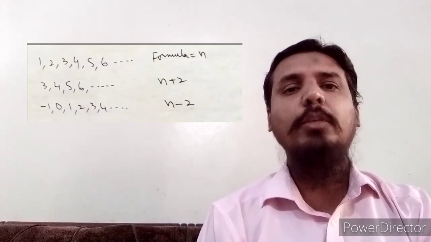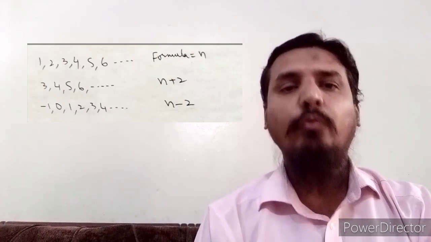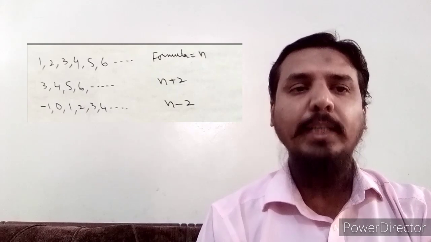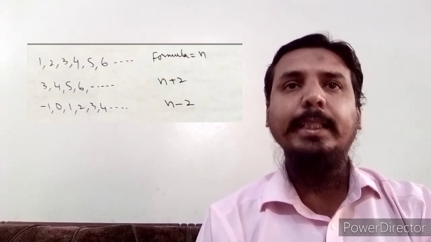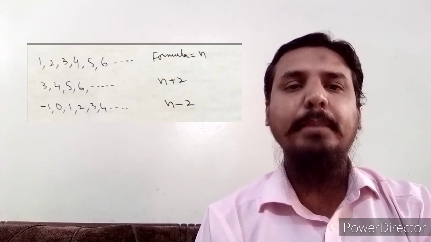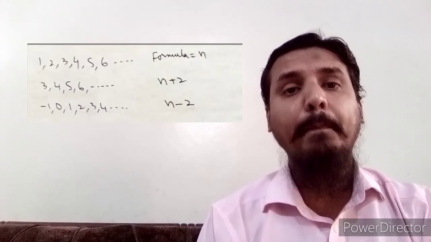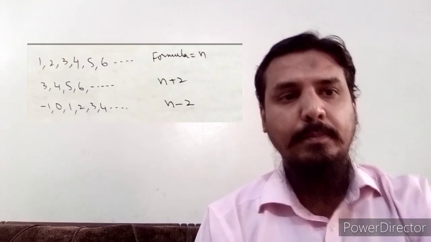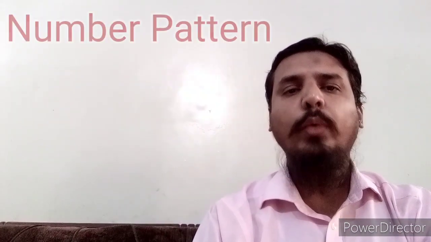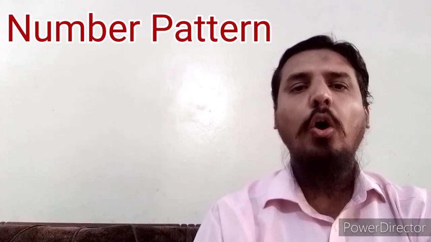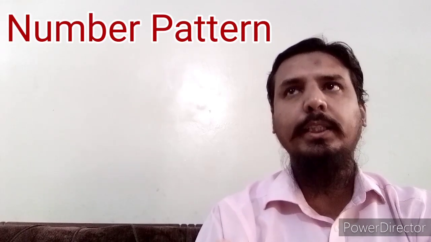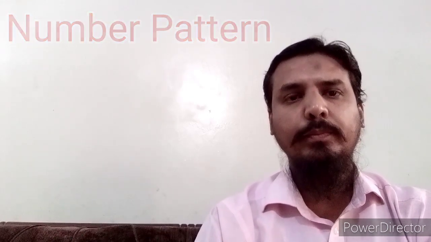For example, if the natural numbers are not starting from 1, but from -1, it means the addition of two terms will be compensated by subtracting 2. So the general formula will be n minus 2. Same thing can be done with square numbers or even numbers. You can see these in the video.